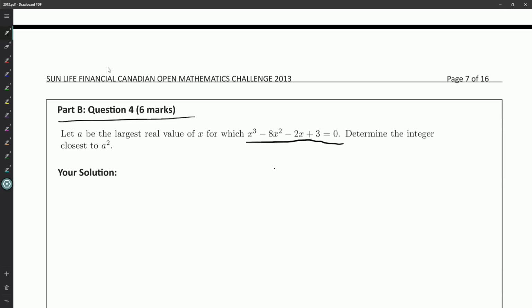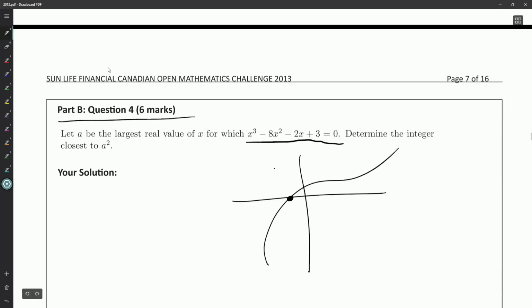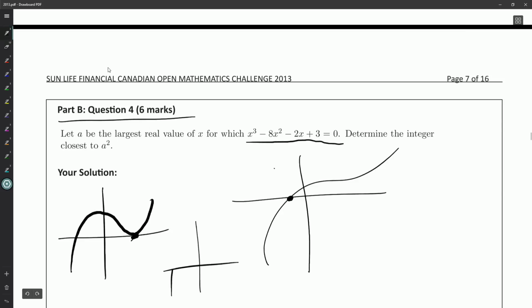Just because it's B4, I'm inclined to believe this won't factor nicely. Now, it's a cubic, and all cubics cross the x-axis at least once. So they could be saying the largest real value, but they really only mean one real value. So there's lots of options. We could have that. We could also have a nice little double root where it just touches, or we could have three roots. It's kind of hard to tell with this situation, and we want to determine the closest integer to A squared, not just A.